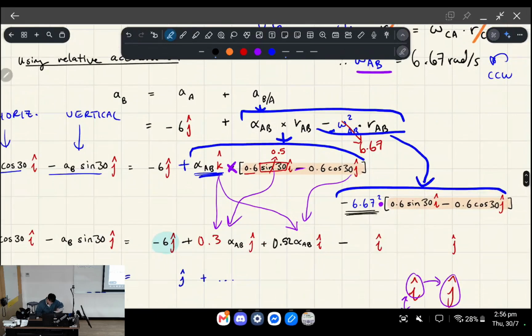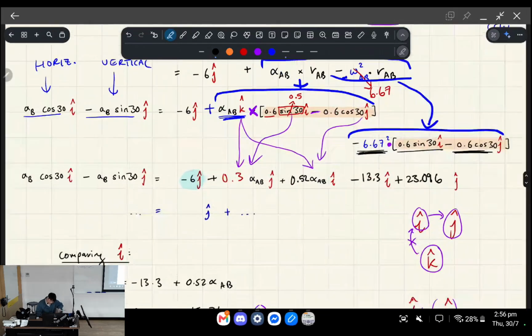Okay, let's do the dot product next. So dot product, this one's going to be a negative number multiplied by a positive number for i, and that gives us negative 13.3 i. Then we go a negative number dot product with a negative number, so that gives us a positive number, which is 23.096. So that's in terms of j.